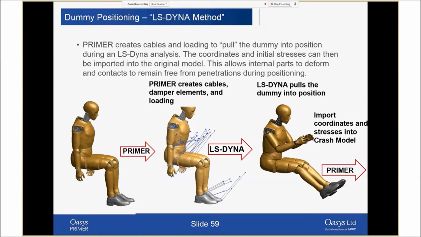So how does Primer do it? Primer will create cables, and loading in those cables to pull the dummy into position during a Dyna analysis. Then, in the same way as with the Dyna method seat squash, you get a Dyna in file at the end, and you can import the coordinates and initial stresses into the original model and end up with a model without any penetrations.